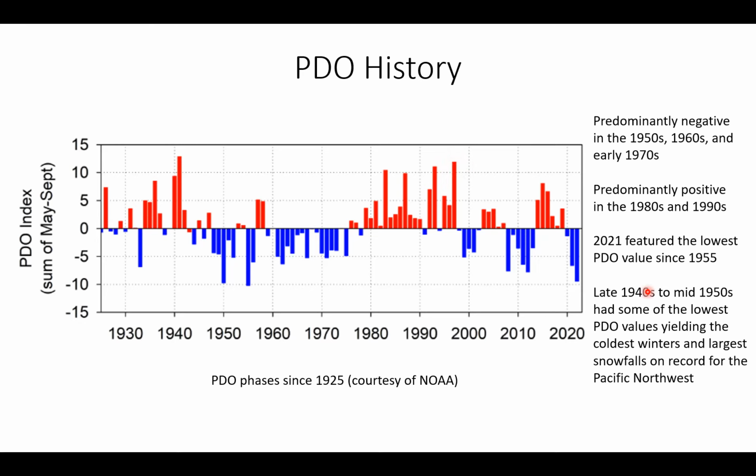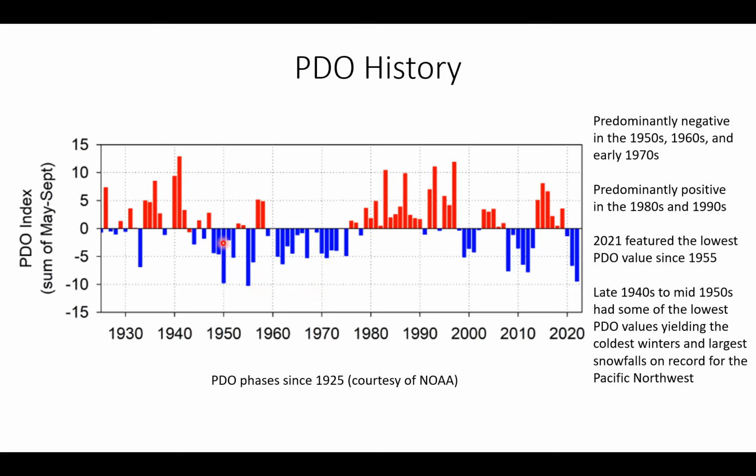Now, 2021, by the way, this is fairly recent. 2021, right here, featured the lowest PDO value since 1955, and we can attest to that. So you see how far the blue bar extends for the winter of 2022. Now look over here, 1955. Okay, so this 2021 winter season had a very strongly negative PDO as the bottom line.